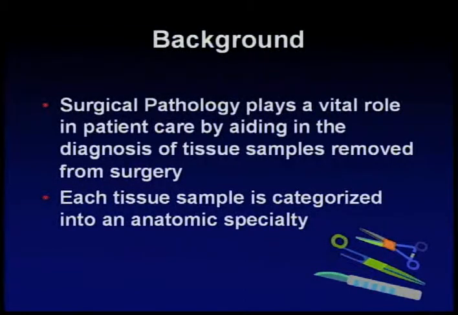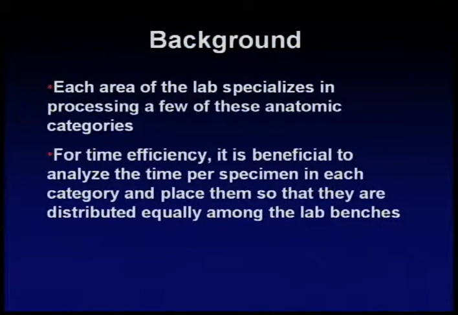Surgical pathology plays a vital role in patient care by aiding in the diagnosis of tissue samples removed from surgery. Each tissue sample is categorized into a certain anatomic specialty in our laboratory. In the lab, each bench is specialized in processing a few of these anatomic categories. For time efficiency, it's beneficial to analyze the time per specimen in each category and place them so that they're distributed equally among the lab benches in time. This way, each PA has an equal amount of work distributed amongst them.